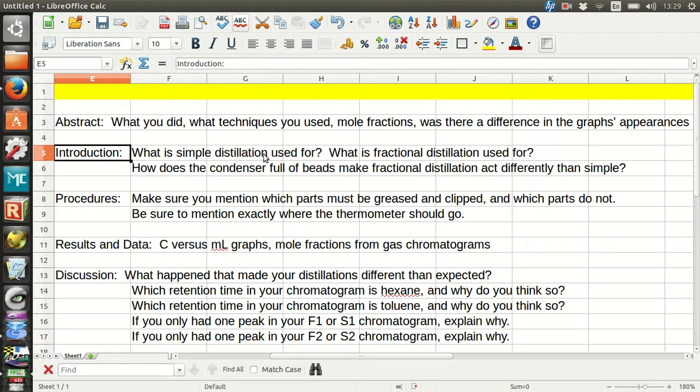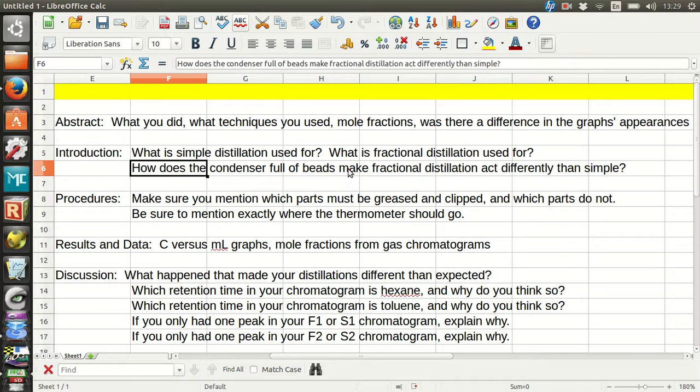Introduction section, please make sure that somewhere in the introduction you address the question of what is simple distillation used for versus what is fractional distillation used for. Obviously, they're used for different things, yes? So they're not used for exactly the same thing. Also, please answer the question, how does the condenser full of beads that you used make fractional distillation different than simple distillation? So the main difference for us was that condenser full of beads. And why was that? Why did that make a difference? Exactly what is that supposed to do? Please be as detailed as you can.